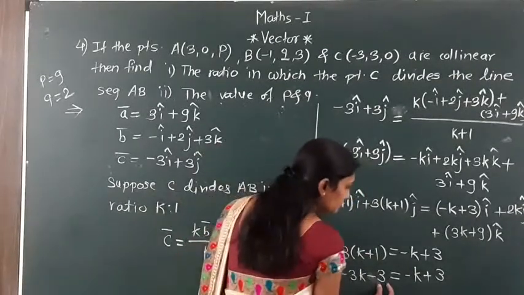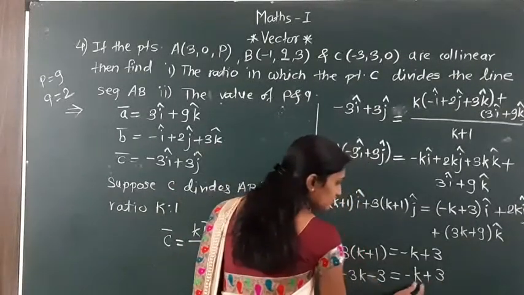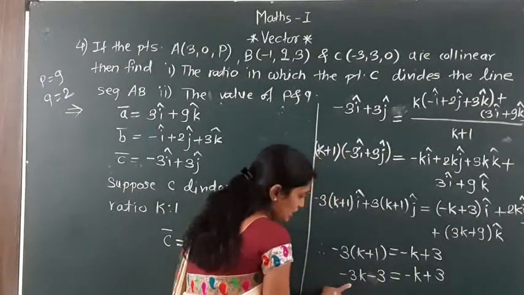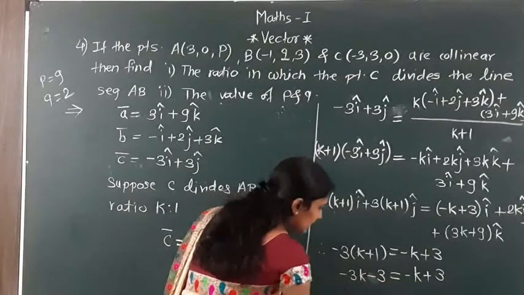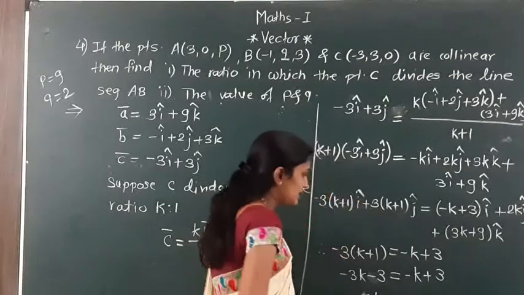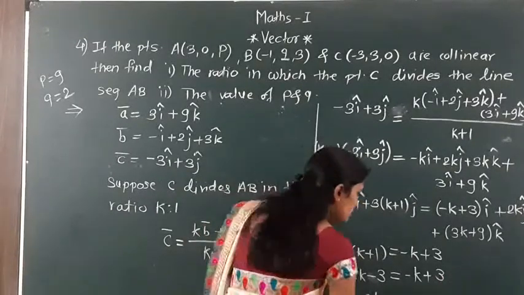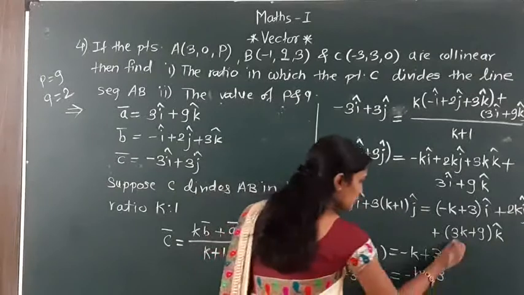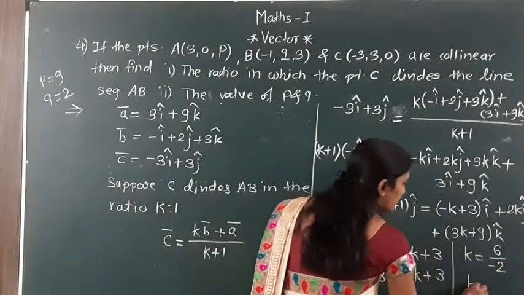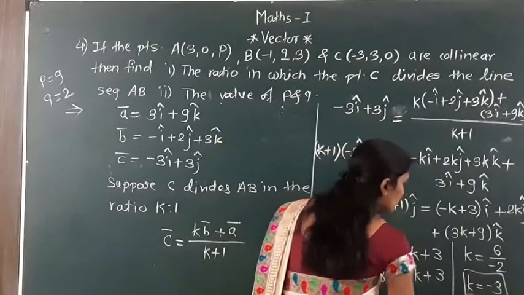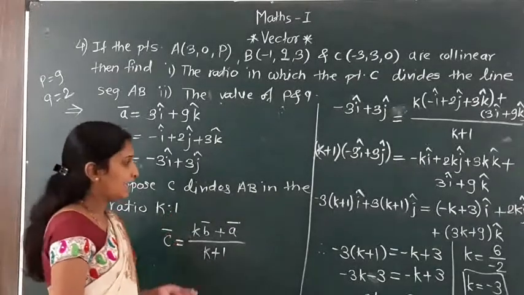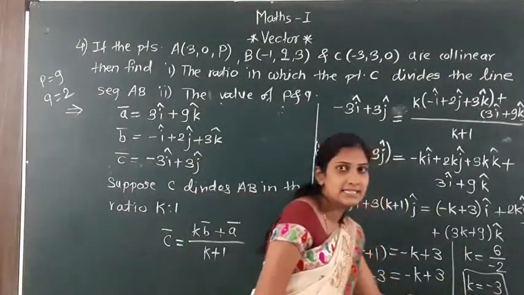This constant term get on RHS and the term of k get on LHS. So minus k here is plus k. Minus 3k plus k, that is minus 2k, is equal to this minus 3 is plus 3, so is equal to 6. So k is equal to 6 upon minus 2, k is equal to minus 3. Now the ratio is k as to 1, and the value that we get is minus 3.